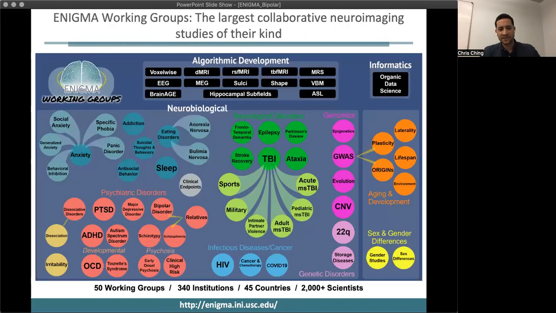Now, the ENIGMA working group consists of over 50 different subgroups. They can broadly be divided into the groups that are developing the algorithms or those standardized cookbook recipes, and then the groups applying those standardized processing and analysis methods to a range of brain conditions that you see here.